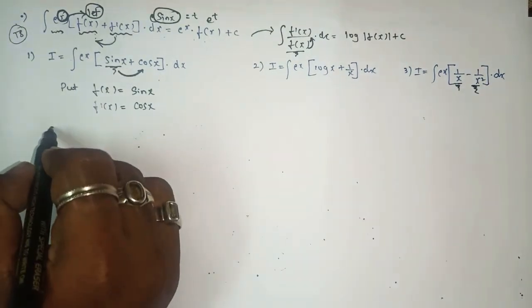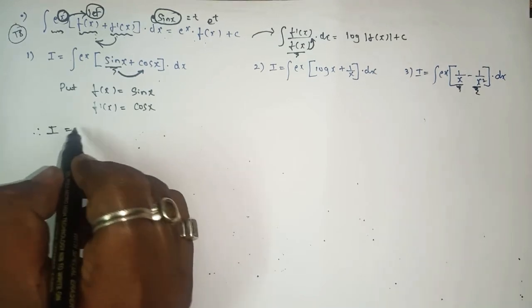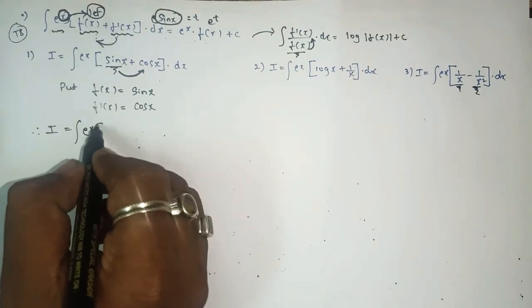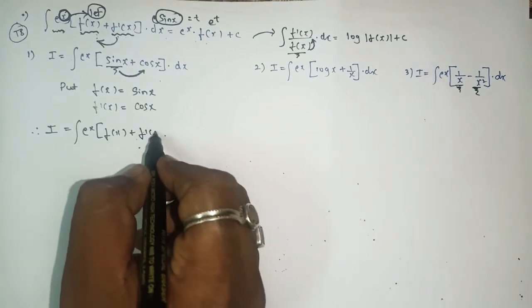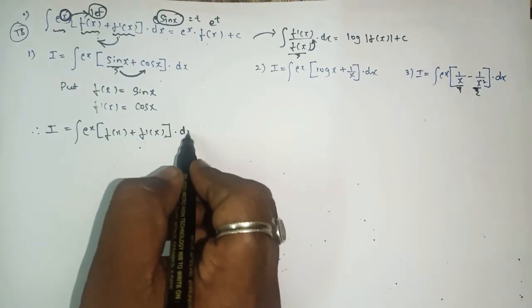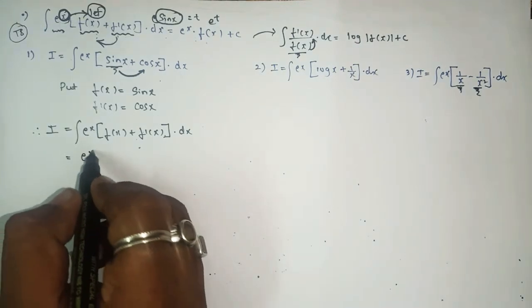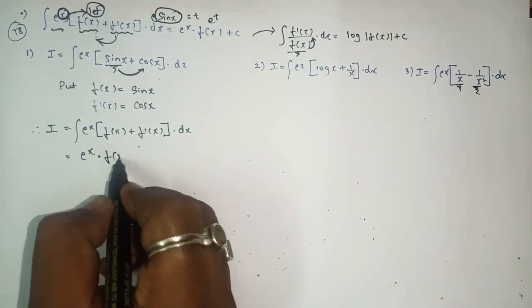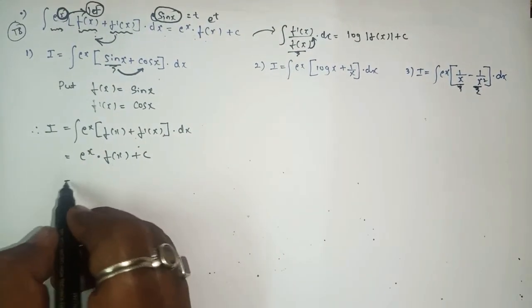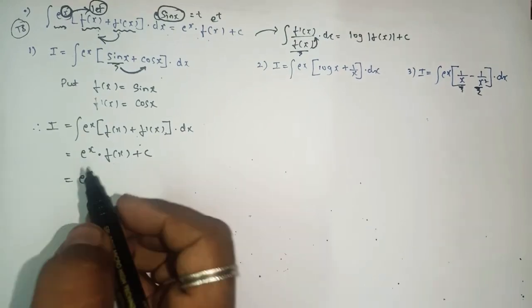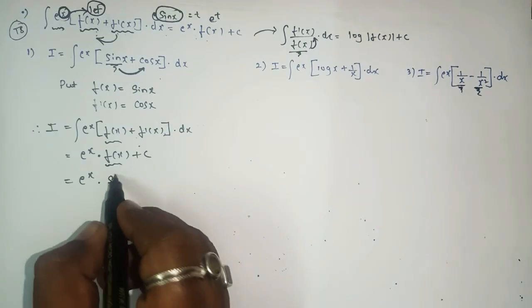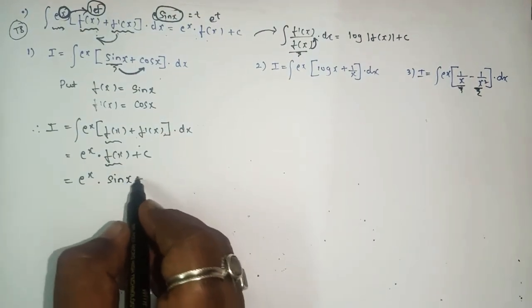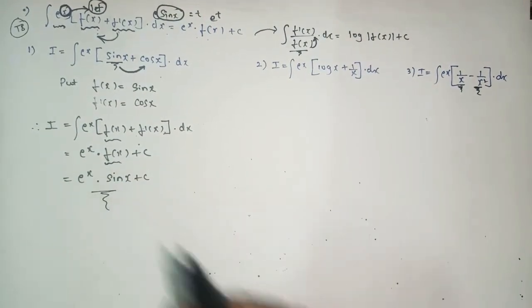So here you will mention the formula: integral e raised to x (f of x plus f dash x) dx equals e raised to x into f of x plus c. Therefore, what is there in place of f of x? It is sin x. So e raised to x into sin x plus c is the final answer.